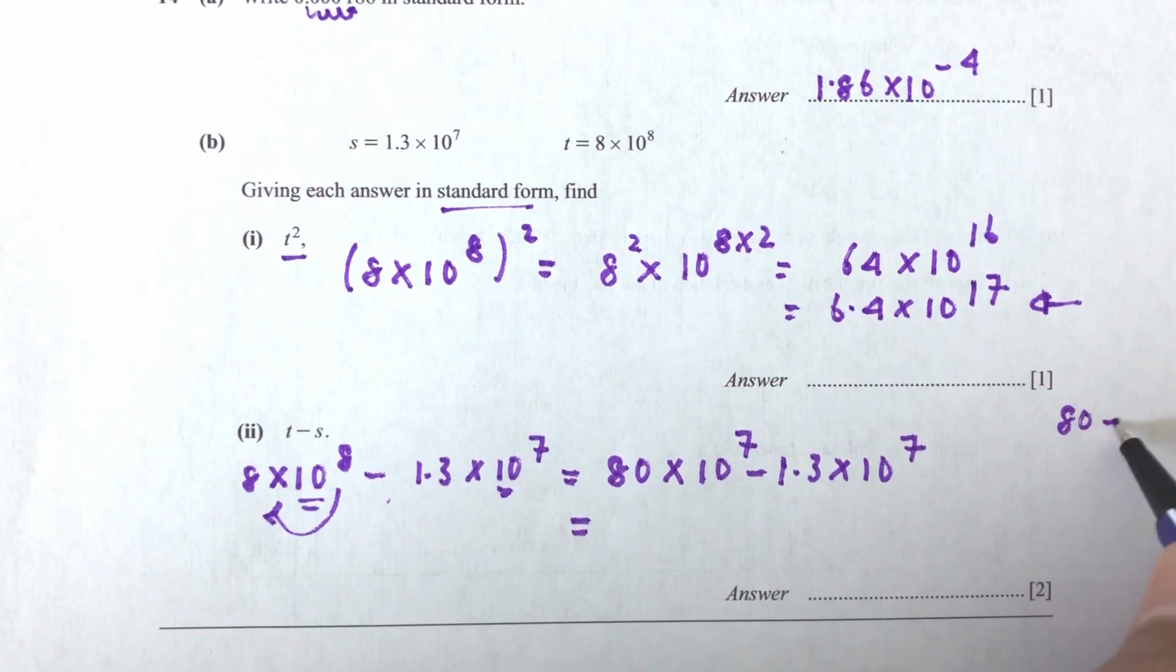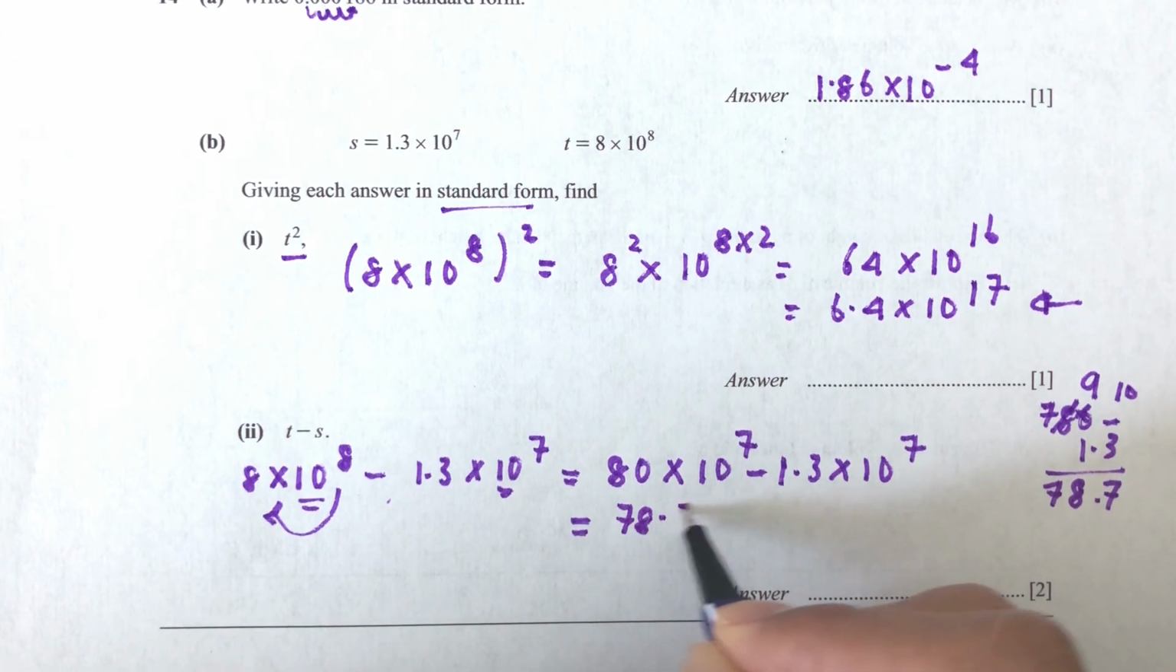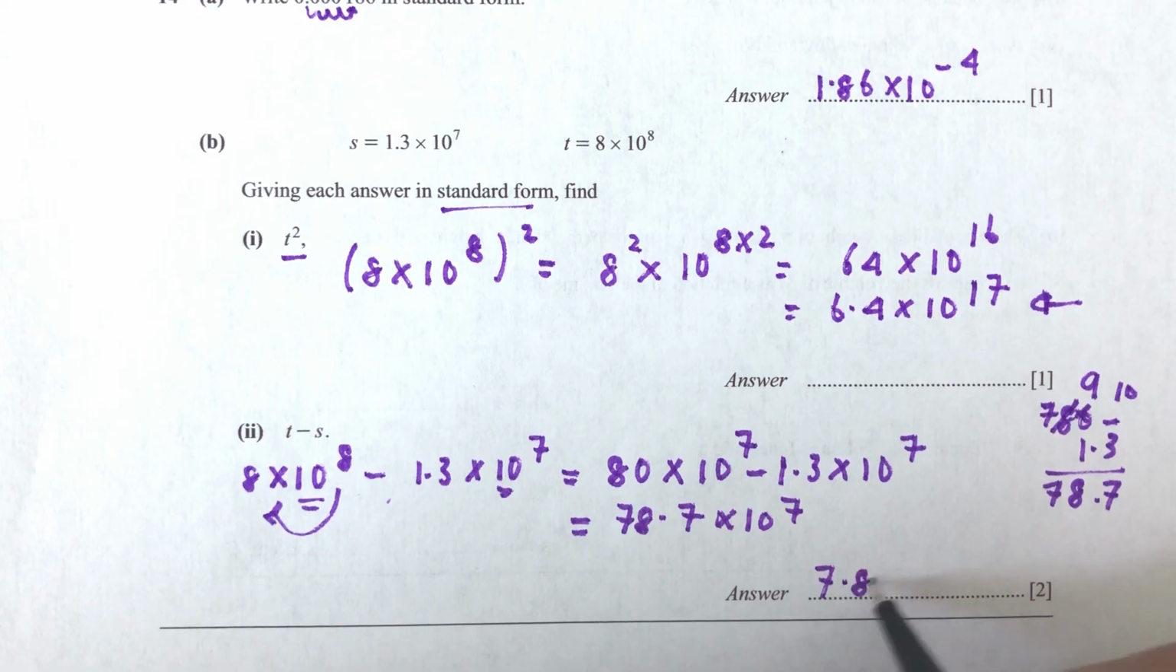So what is 80 minus 1.3? That will be 78.7 times 10 to the power of 7. So now in standard form, that will be 7.87 times 10 to the power of 8.